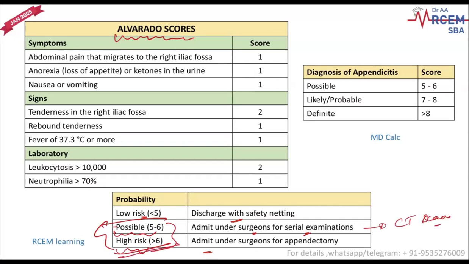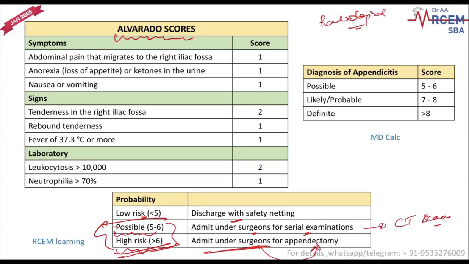A high risk, usually we admit under the surgeons so that they can operate on them directly. We do not get a scan done. So remember, appendicitis is a clinical diagnosis for us, for emergency physicians in the emergency department. We do not depend on any radiological findings or investigations; a CT scan is not done in the UK.